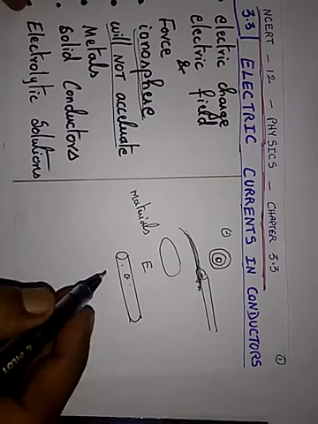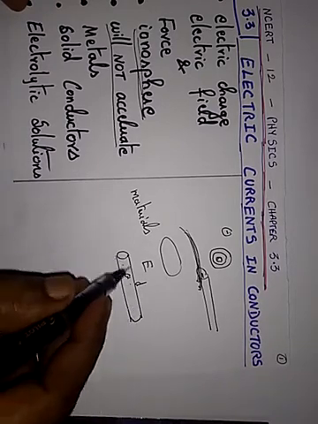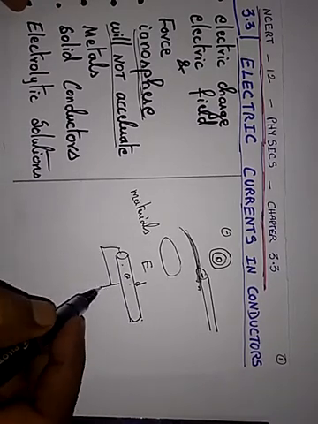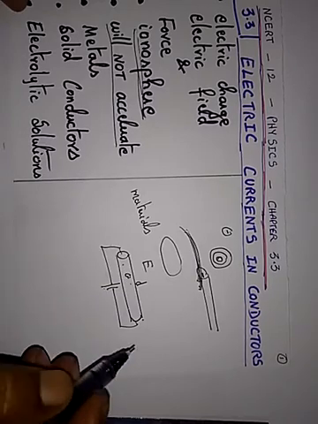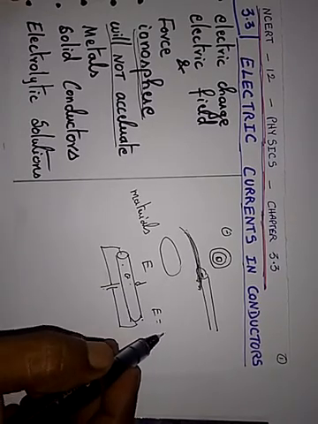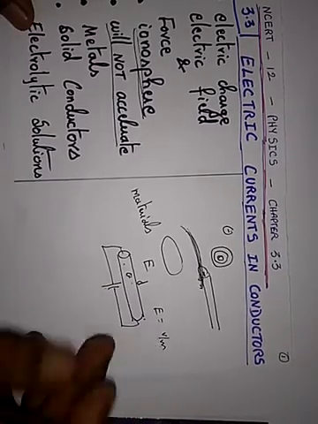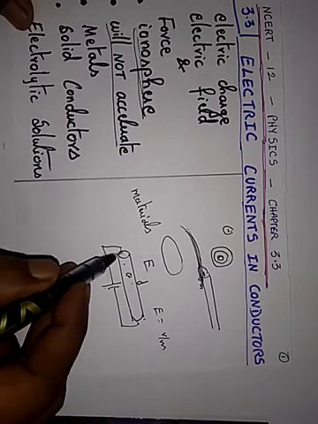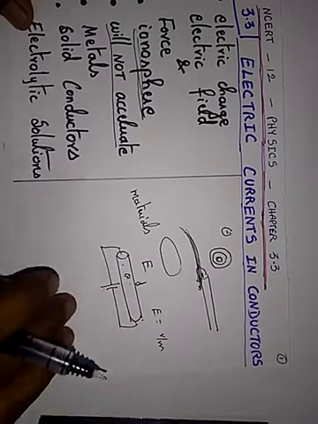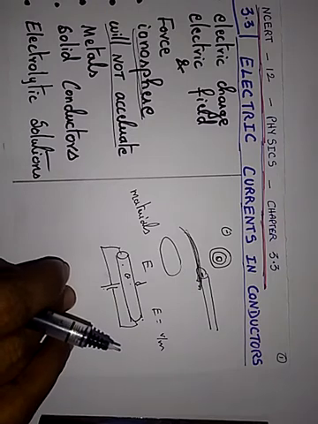That means when there is some distance between two ends, and I apply a voltage, you know the electric field unit is volts per meter, voltage divided by length. So electric charge starts moving, and therefore you will see a current.